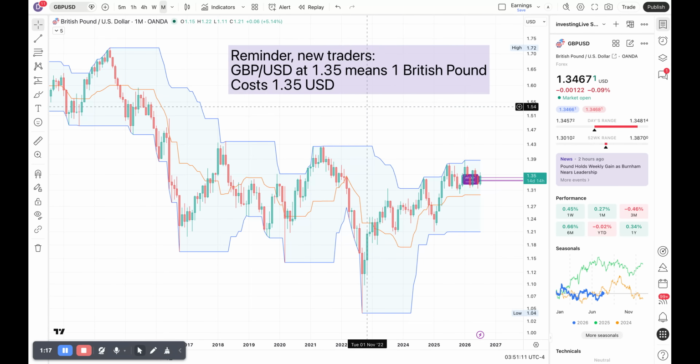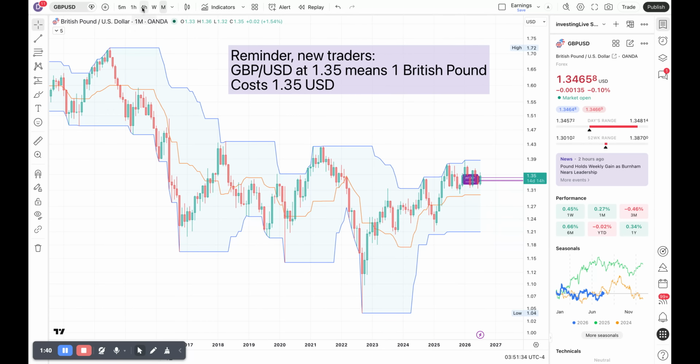Then I said, okay, let's look at the technicals. I'm in the monthly, and I've got the Donchian channel here, which shows me some potential key supports and also this orange line currently at about 1.30. That may be a magnet for the price as well as support.